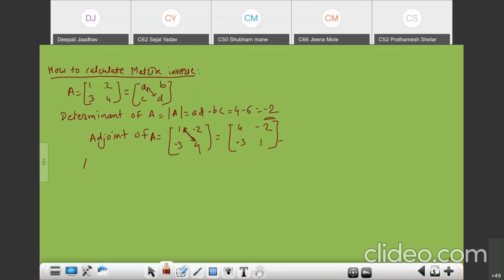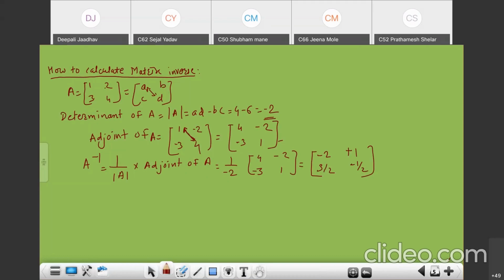Now A inverse is equal to 1 upon the determinant of A multiplied with the adjoint of A. That is 1 divided by minus 2 multiplied by the matrix 4, minus 2, minus 3, 1. After multiplication, it gives 1 divided by minus 2 multiplied by 4. The values are minus 2, 1, 3 by 2, minus 1 by 2. That is the inverse of this matrix A.